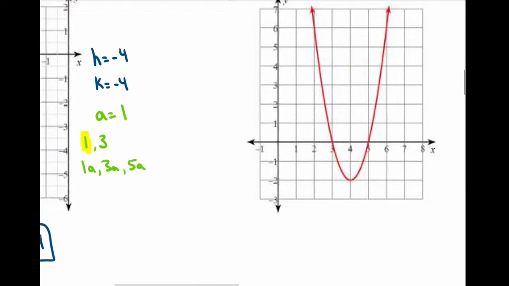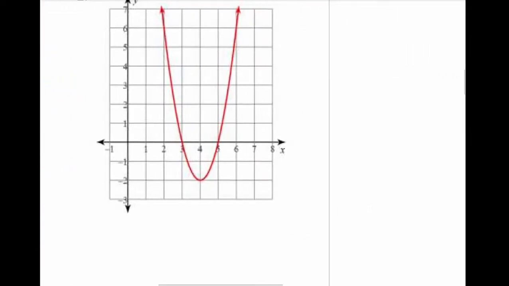Moving over to example 2, we're going to do the exact same thing. We're going to find the vertex, which in this case is 4, negative 2. So we know our h equals 4, our k equals negative 2. And we're going to use the step pattern to help us find our a value. So I start at my vertex, I move over 1, and I'm going to go up until I hit my graph. I've hit my graph.